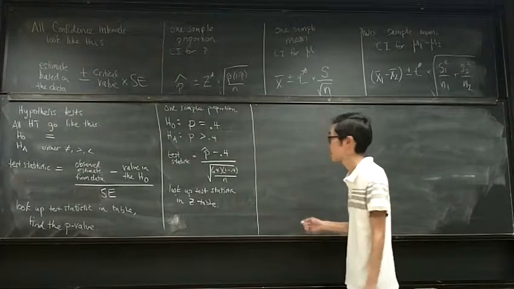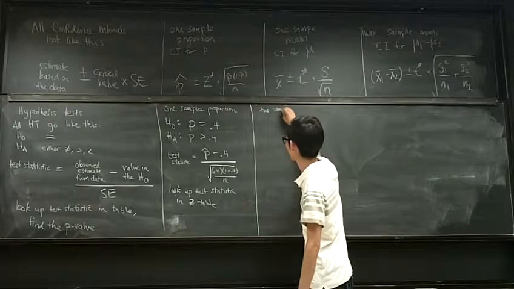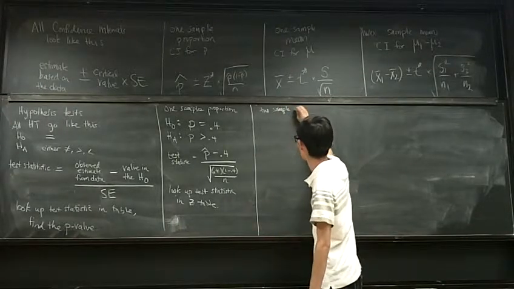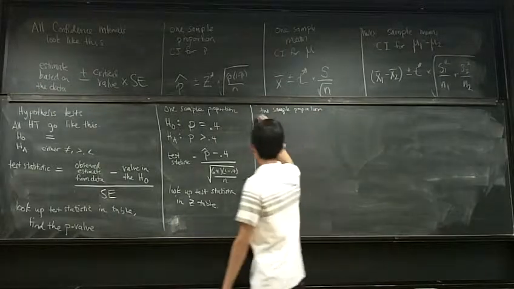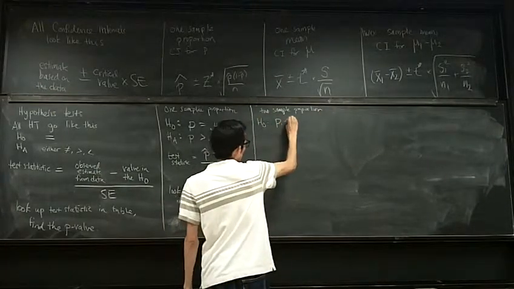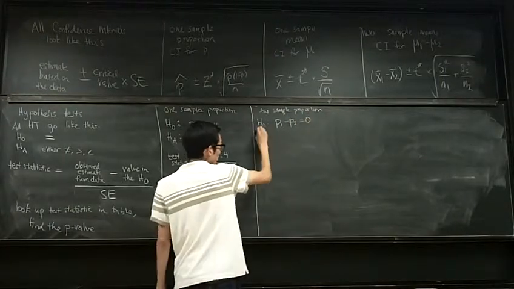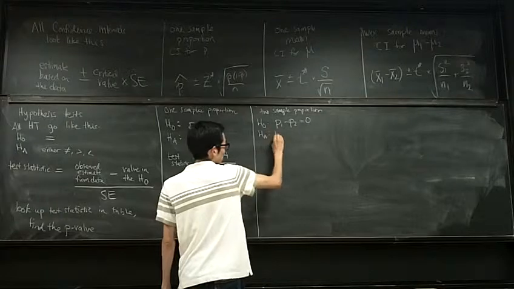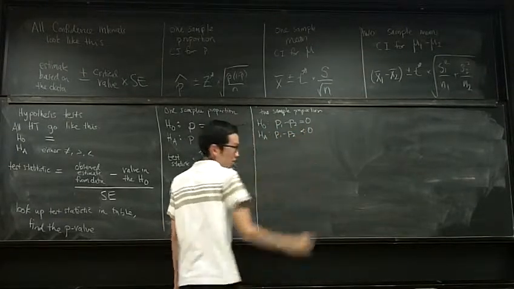The other one is two sample proportions. We spent close to an hour at the beginning of class going over this. The null hypothesis is what? This is just one way to write it, but I'm going to put it this way. P1 minus P2 equals 0, and then the alternative is that P1 minus P2 is something other than 0.